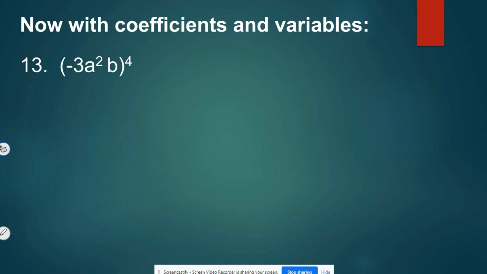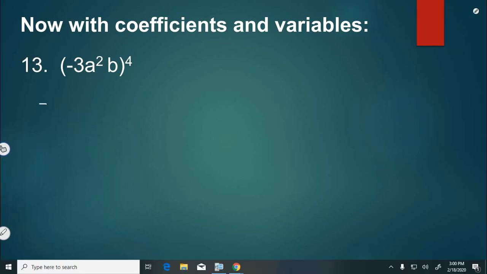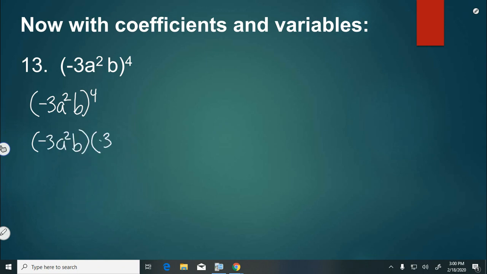All right, so now with some coefficients and variables. So let's write it out first. We know we have negative 3a squared b all to the fourth. So I could be writing that all out, but we also know that there's a rule here that's easier to use. So for this one round, I'm going to write it out.